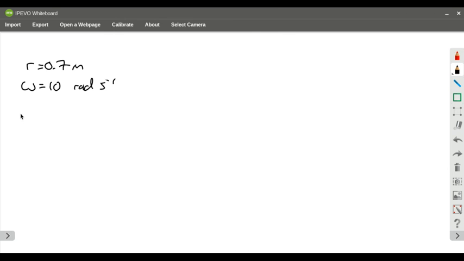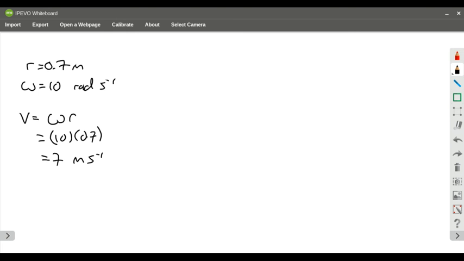What is the velocity of the ball? Well, we just did that. Let's always write down the formula. V is omega R, which is equal to 10 by 0.7. So we get 7 meters per second.